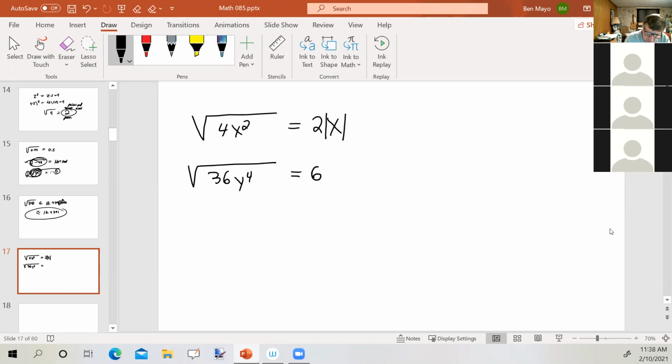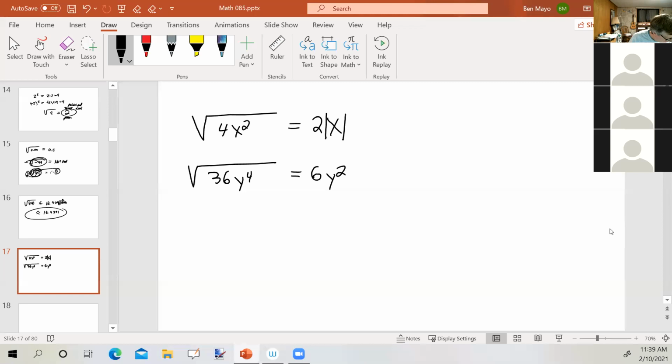Six. What's the square root of y to the 4th? Y to the second. Good. Now, do we need absolute value bars around the y squared? No. Why not? Because it has to the second power. Right. Since y is squared, even if y is negative, a negative times a negative would make it positive. So it's not going to be negative. So we don't need absolute value bars there.